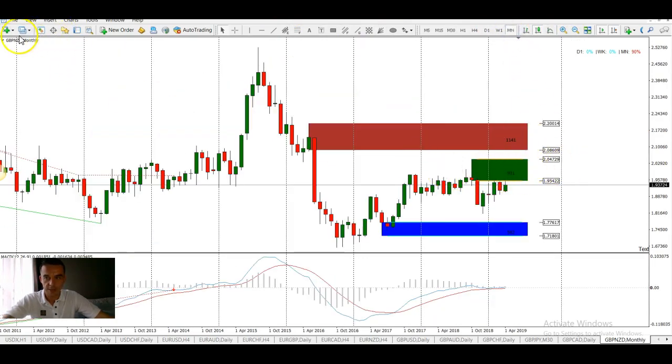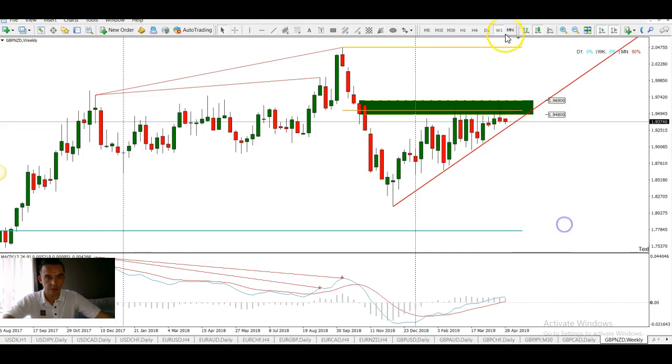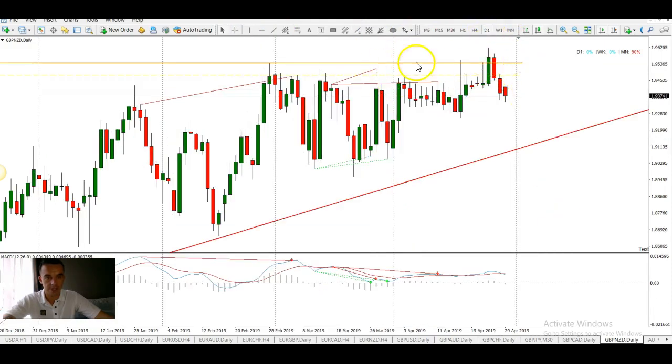I've just had to test this monthly zone here in the British pound CAD, so this could be getting ready for a move down lower. You can see price action congestion just at this. This is the weekly area at that monthly, so we're getting a lot of wick candles. I'll be looking for selling opportunities on this.